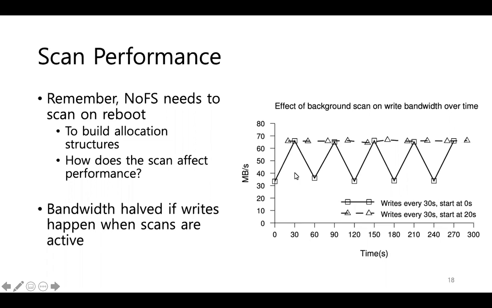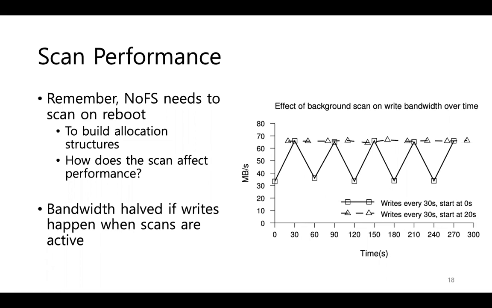And what they do is they start scans at 0, 60, 120, etc. And at the same time, they start some writes. But the two lines indicate that the writes either started at 0 seconds or started at 20 seconds. So when the writes started at 0 seconds, they end up interleaving with the scans. But when the writes start at 20 seconds, there is no interleaving with the scan.